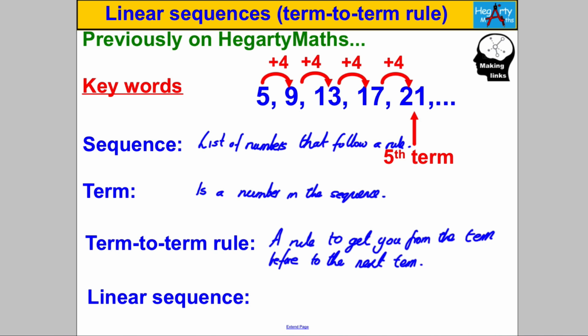And lastly, this is really important, what is a linear sequence? So what about the one above makes it linear as opposed to just being a sequence? Now a linear sequence is when you add or subtract the same amount each time for the term-to-term rule. The term-to-term rule here is add 4, add 4, add 4 forever, or you could be subtracting 3, subtract 3, subtract 3, subtract 3 forever. So it's when you add or subtract the same amount every time for your term-to-term rule, and that's what makes it a linear sequence. So let's write that down. A linear sequence is one where you add or subtract the same amount each time in the term-to-term rule.